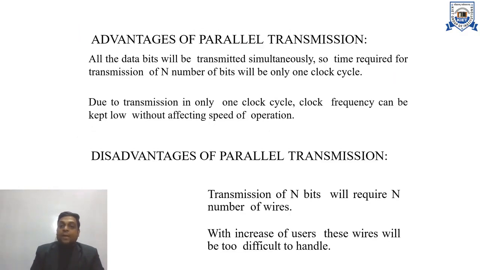Next, advantages of parallel transmission. First, all the data bits are transmitted simultaneously, so the time required for transmission of n bits will be 1 clock cycle. All the bits are transferred in a single time period, so n bits will also be transferred in a single clock cycle. That means this process is very fast.